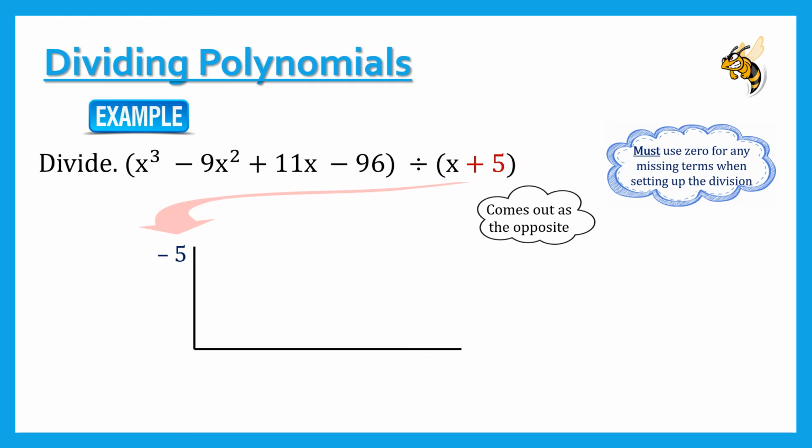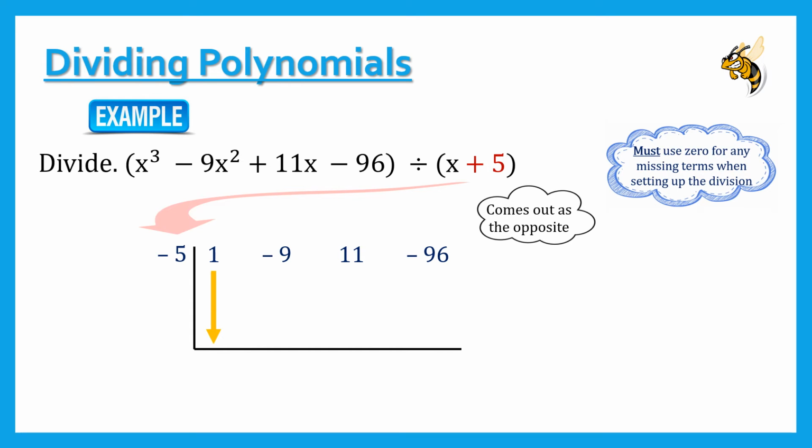So instead of plus 5, it goes outside as a negative 5. Remember, we're going to set up the inside, and we need to make sure that we don't have any missing terms. It was x cubed and x squared and x, and then no x, so therefore it's in order, there's no missing term, and we're only using the numbers. So the coefficient of x cubed was 1, the coefficient of x squared is negative 9, the coefficient of x is 11, and then there's a minus 96. We're using the numbers only.